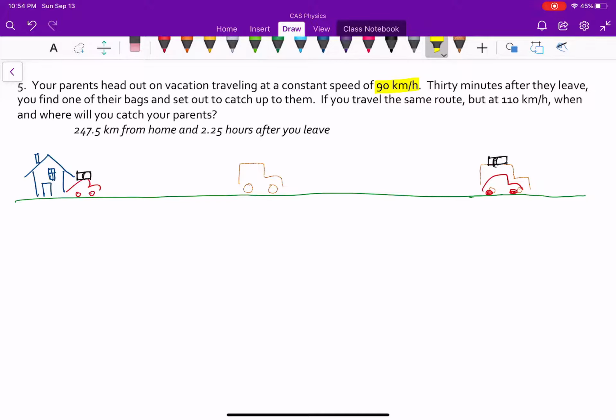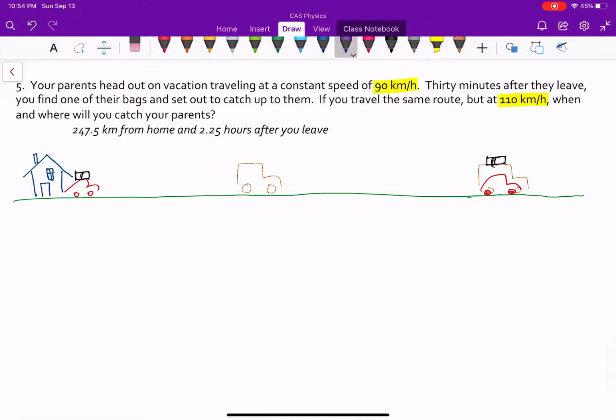hoping to catch up with them. And the question is, if you're going faster than they are, you will eventually catch up with them. But where does that happen? So this is the point where you catch up, right? This is where you catch up.